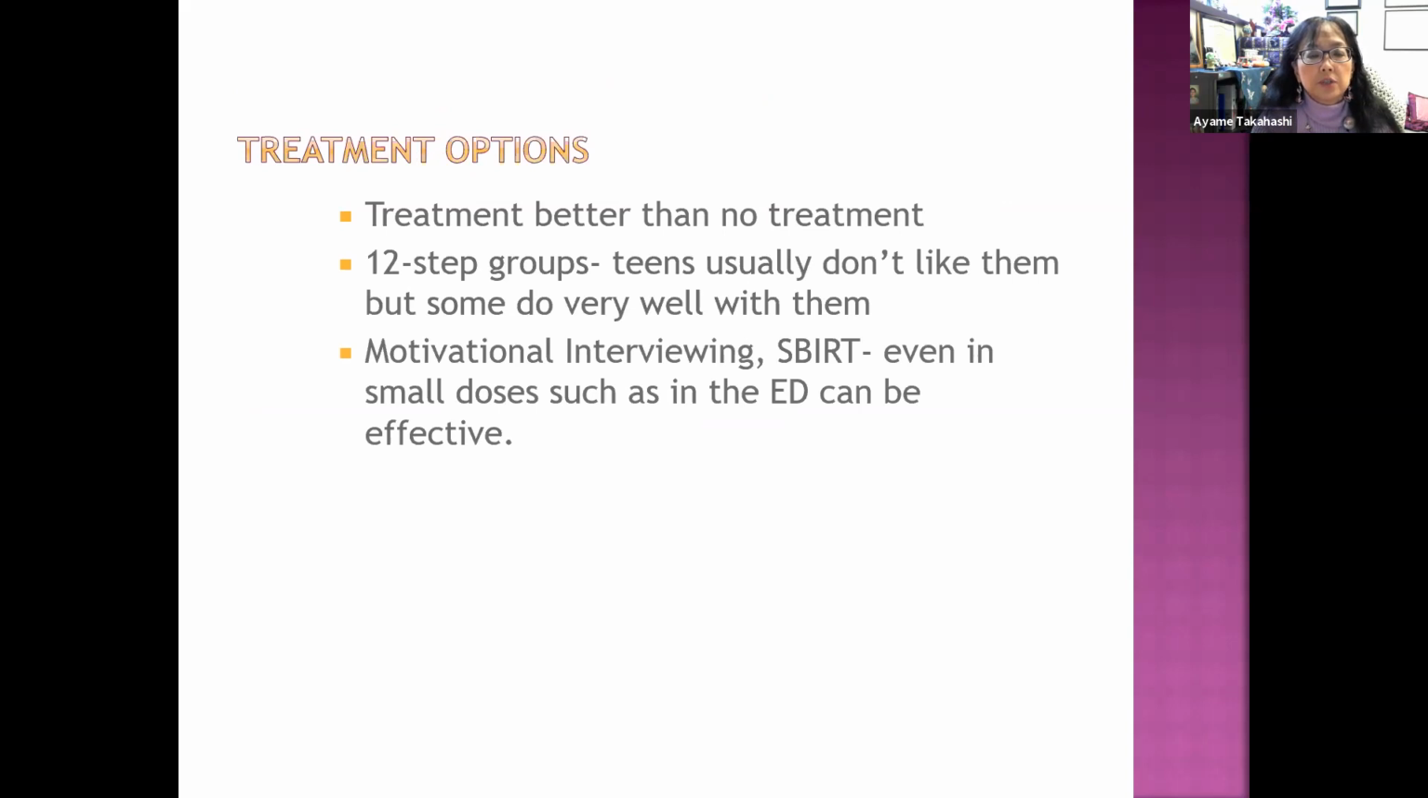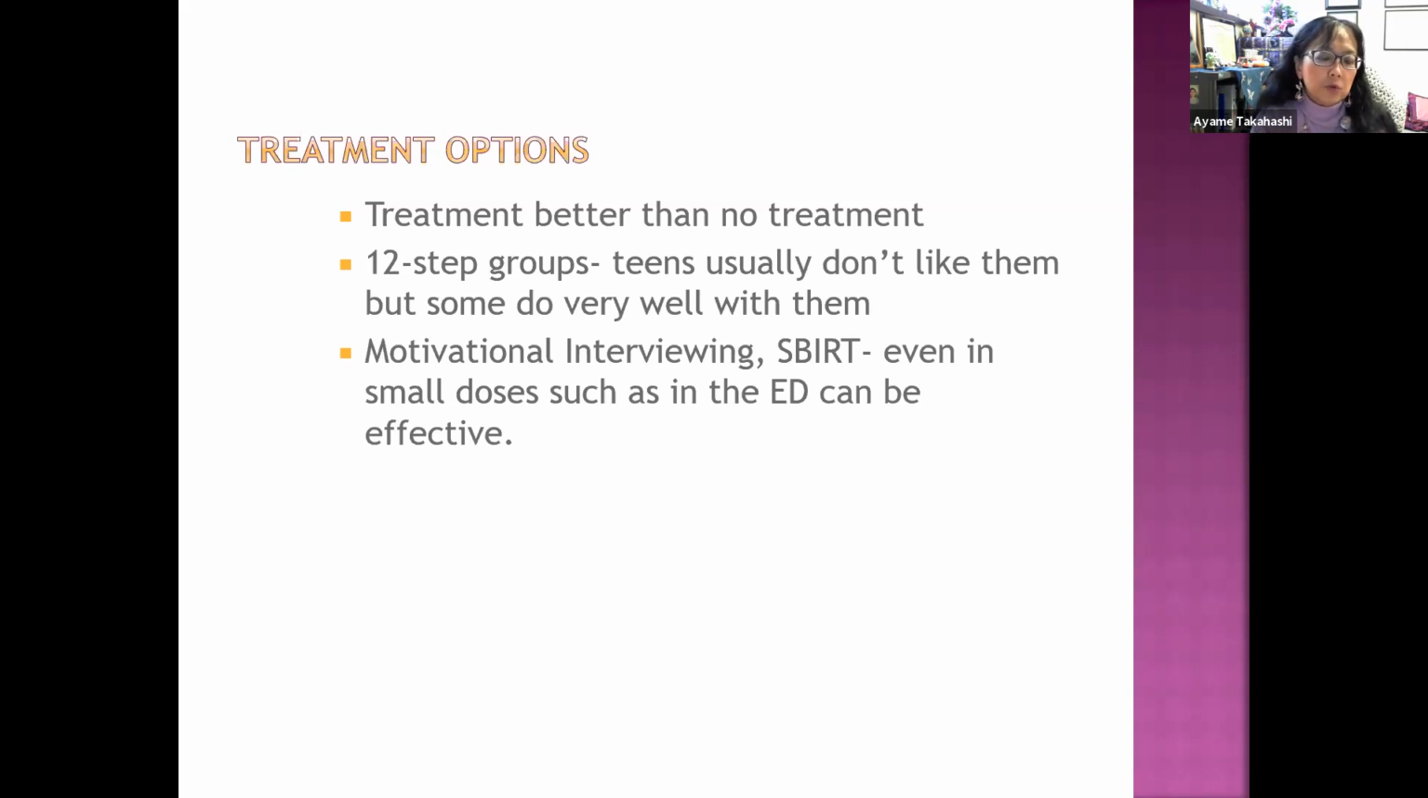So, the different options that are available. Some treatment is better than no treatment. There are the 12-step groups, so that's like AA, NA. Teens typically don't like them very much, but again, some do very well with them. Some of what they complain about is, one, the spiritual focus. Some don't really buy into that.